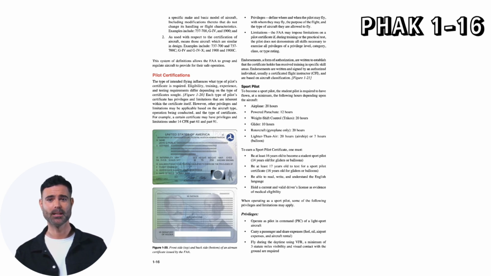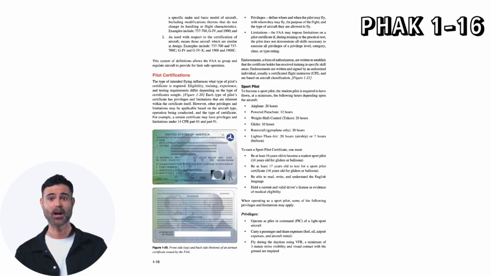Sport pilot. To become a sport pilot, the student pilot is required to have flown, at a minimum, the following hours depending upon the aircraft. Airplane, 20 hours. Powered parachute, 12 hours. Weight shift control, trikes, 20 hours. Glider, 10 hours. Rotorcraft, gyroplane only, 20 hours. Lighter than air: airship, 20 hours, or balloon, 7 hours.